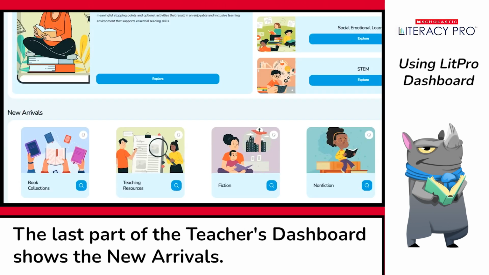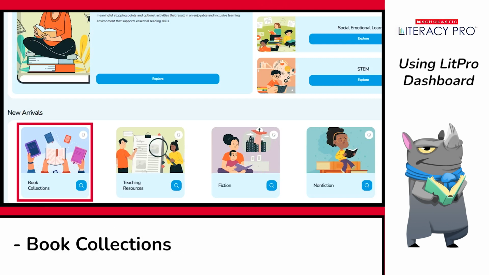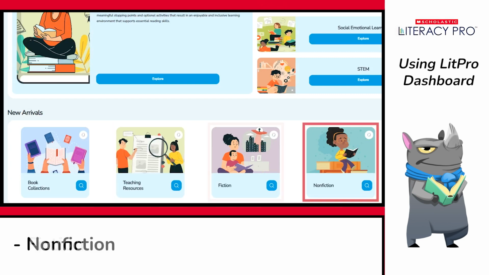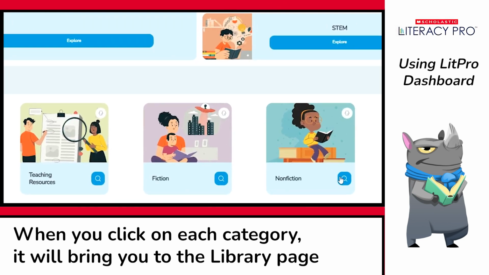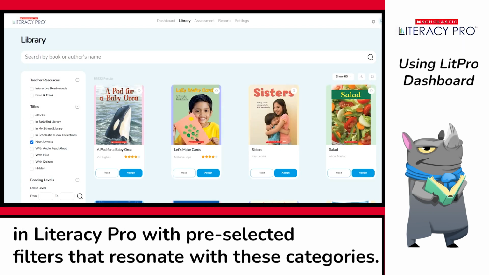The last part of the teacher's dashboard shows the new arrivals. They are categorized based on these 4 cards: book collections, teaching resources, fiction, nonfiction. When you click on each category, it will bring you to the library page in Literacy Pro with pre-selected filters that resonate with these categories.